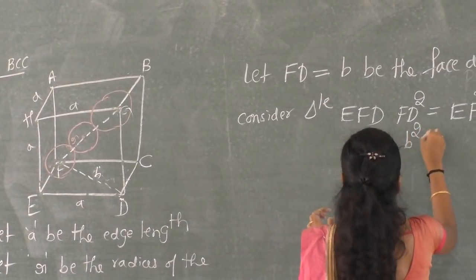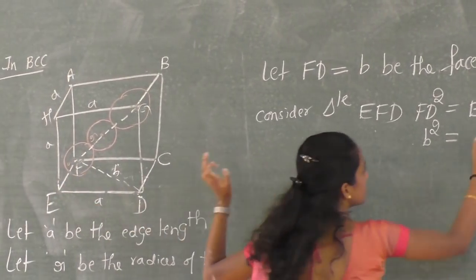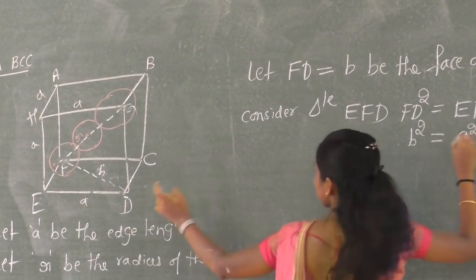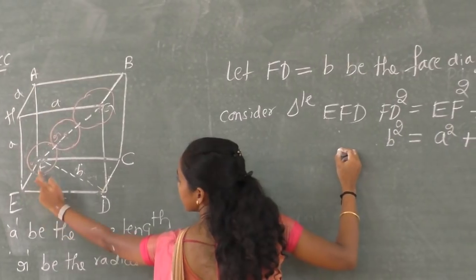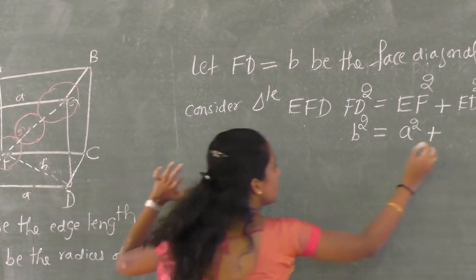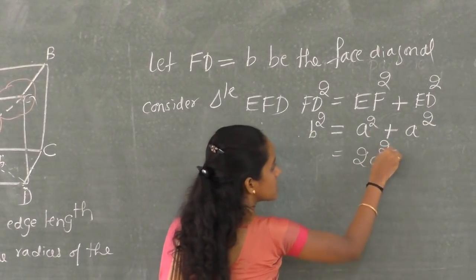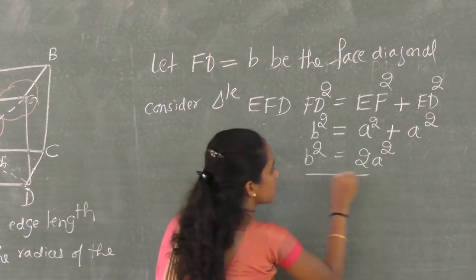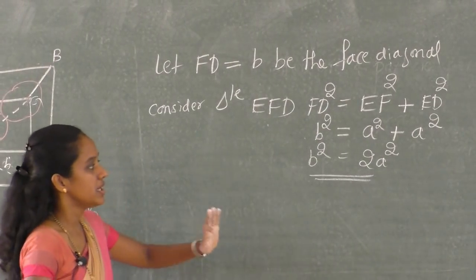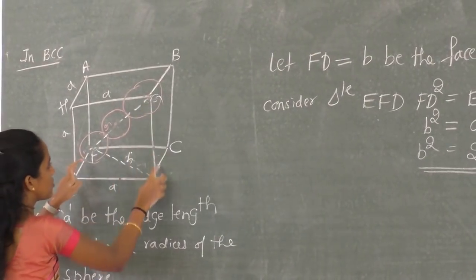So B square is equal to, what is EF? Its length is A, so A square. Sorry, what is ED? It is A. So I'll write A square plus A square, it is equal to 2A square. Let it be. Now consider one more triangle here.